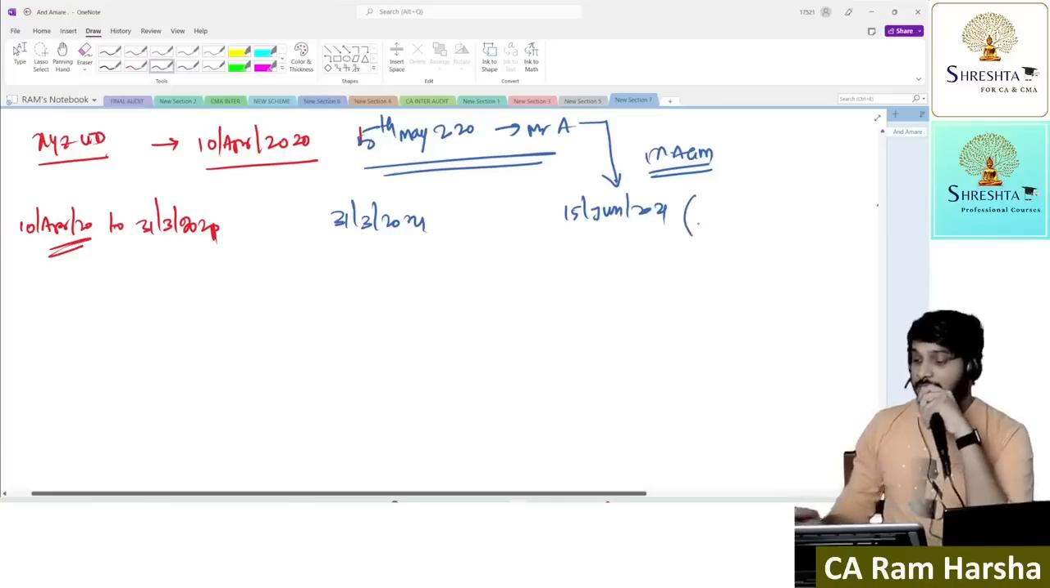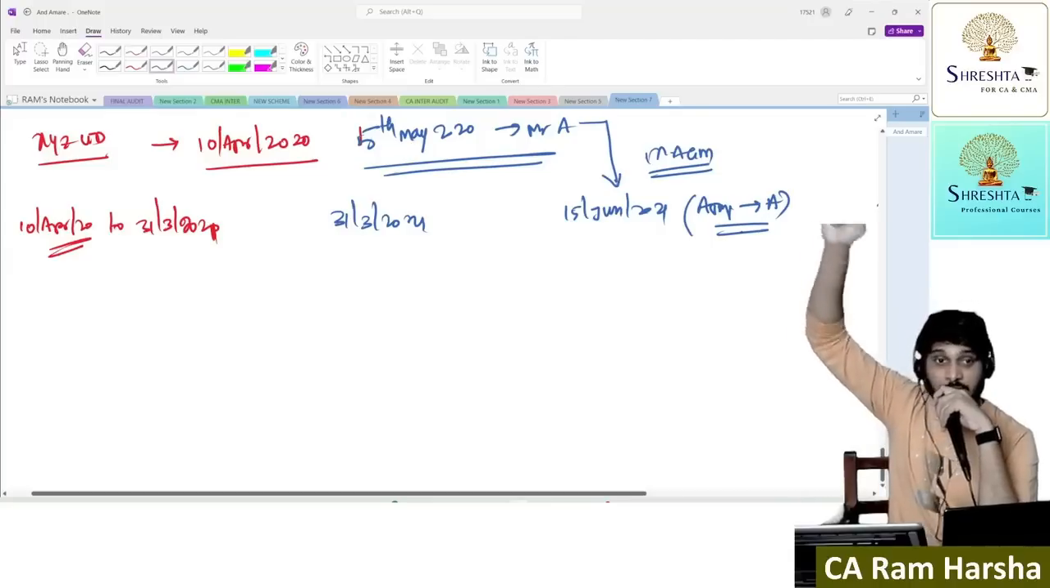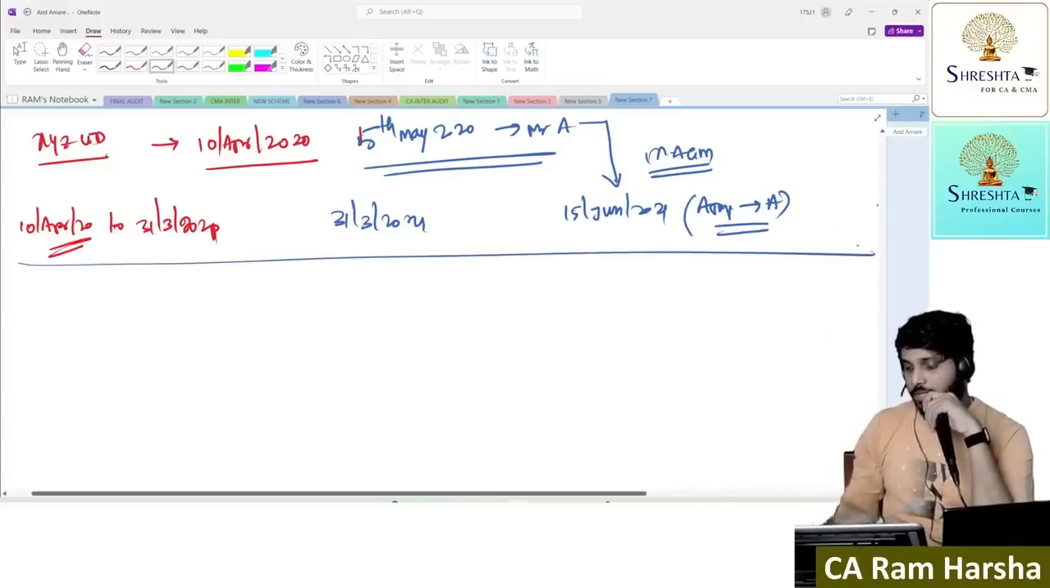Subsequent auditor. Mr. A is appointed on the same day again. Now his appointment is valid up to the 6th AGM, up to the conclusion of the 6th AGM. Which means this is year 1, this you don't count. So here he is appointed.